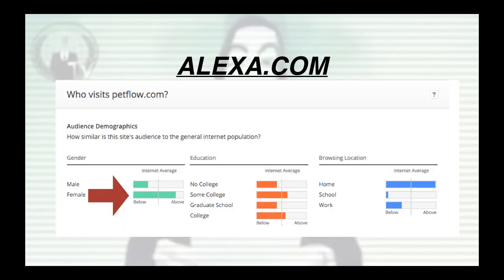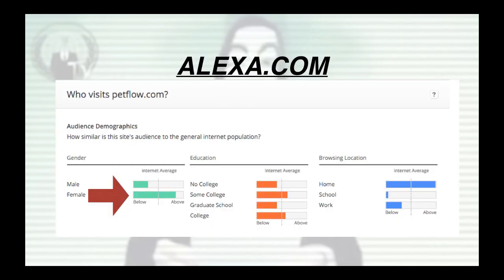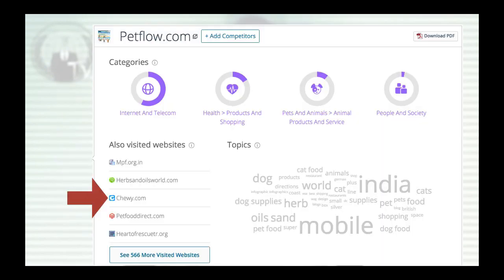Okay, so here you can see also, if you scroll down on Alexa.com, you can see who their audience is, right? And from here, you can see it's mostly females. Okay, you can see the internet browsing location is from home. Okay, and also the education, right? Some college. So now we've gone through Alexa.com. We know who our age is. We know they have some college degree, right? They're browsing from home. Now we go to SimilarWeb.